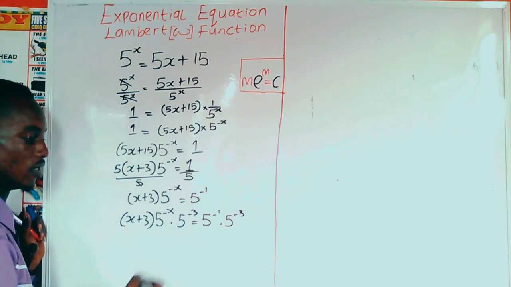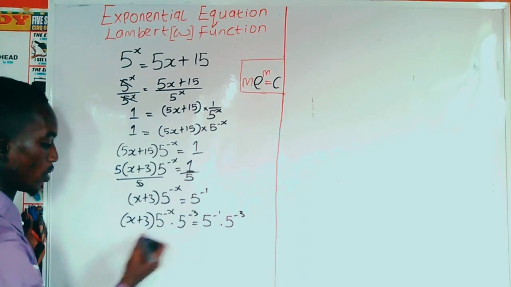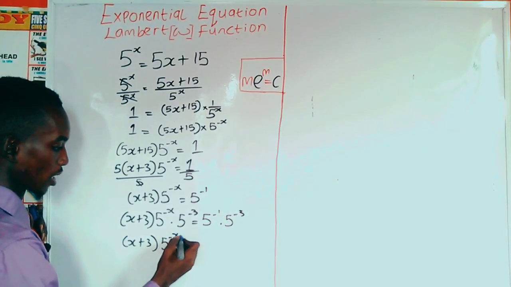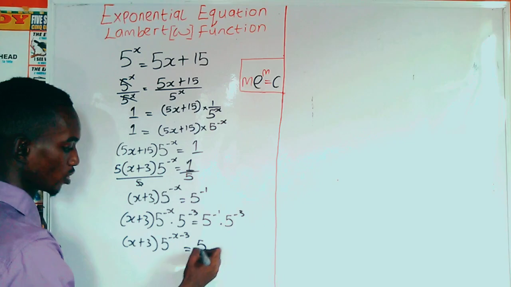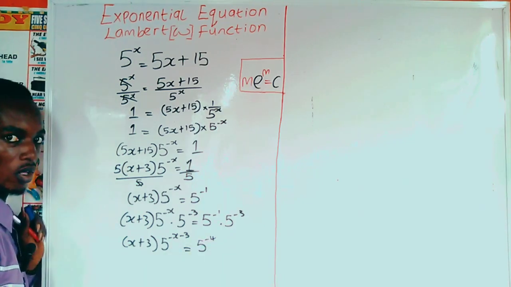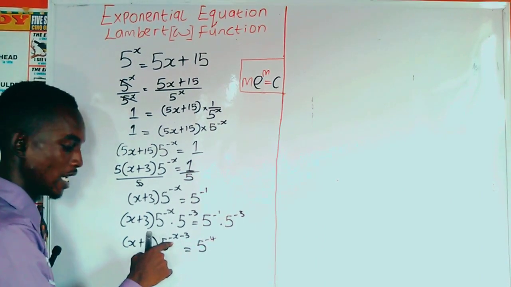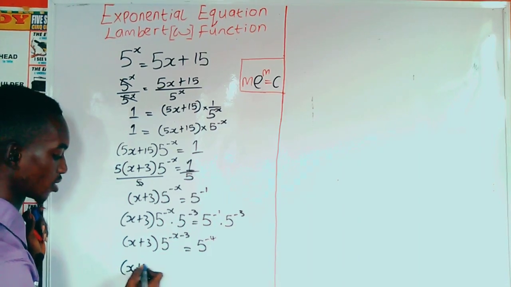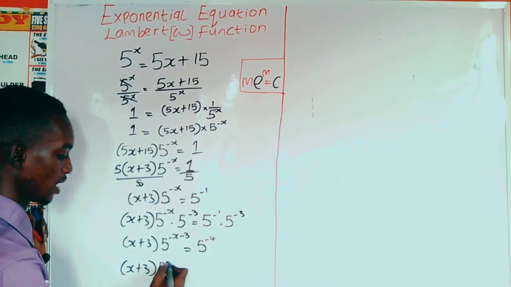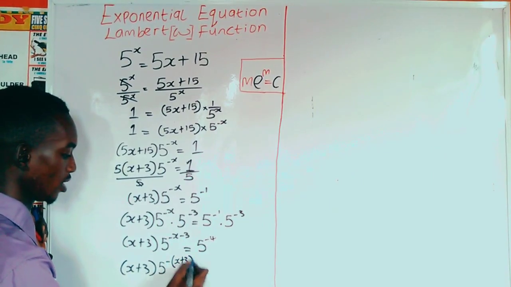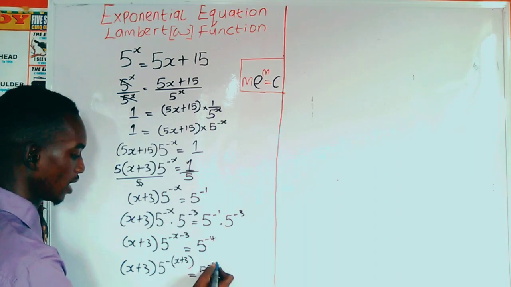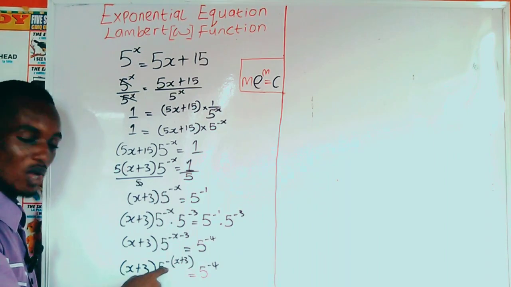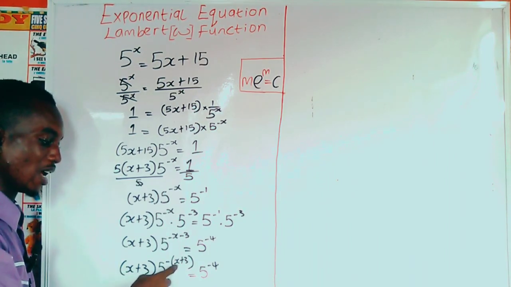Now, from the law of indices, when we are multiplying, we add the powers. So we have x plus 3, then 5 raised to the power negative x minus 3, equals 5 raised to the power negative 4. Now we can factor out negative 1. Can you see the wisdom there? So we have x plus 3, 5 raised to the power negative (x plus 3), equals 5 raised to the power negative 4. So this work is just about wisdom. Can you see? We have factored out the negative here. So we have x plus 3, x plus 3.